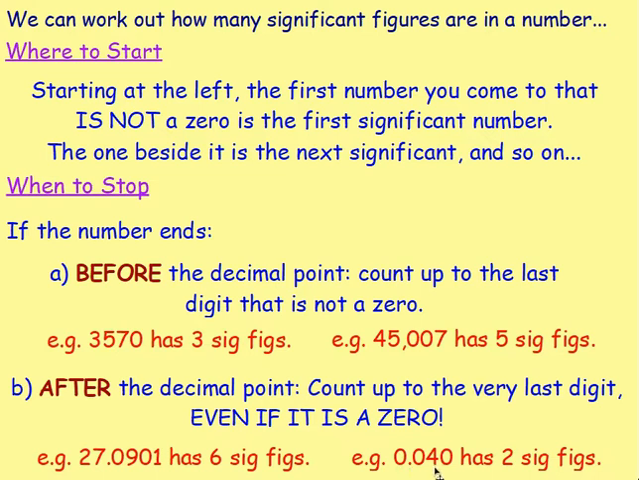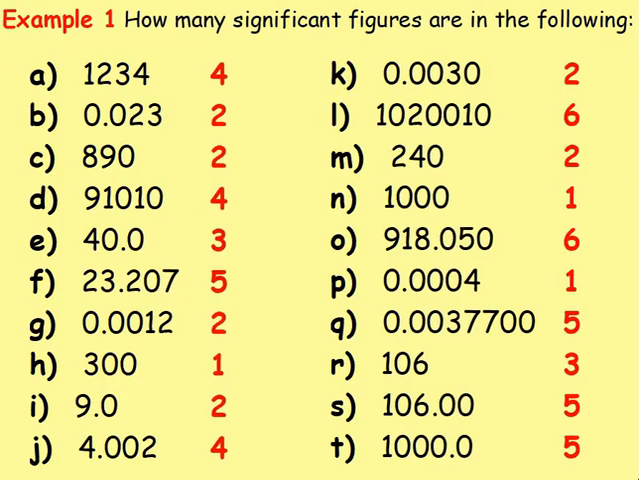With 0.040, there are 2 significant figures there because the first one is the first number that is not a 0, which is the 4. And because it ends after the decimal, you go up to that very last digit, so you go up to the 0. So start at the 4, go to the 0, there's only 2 significant figures there.